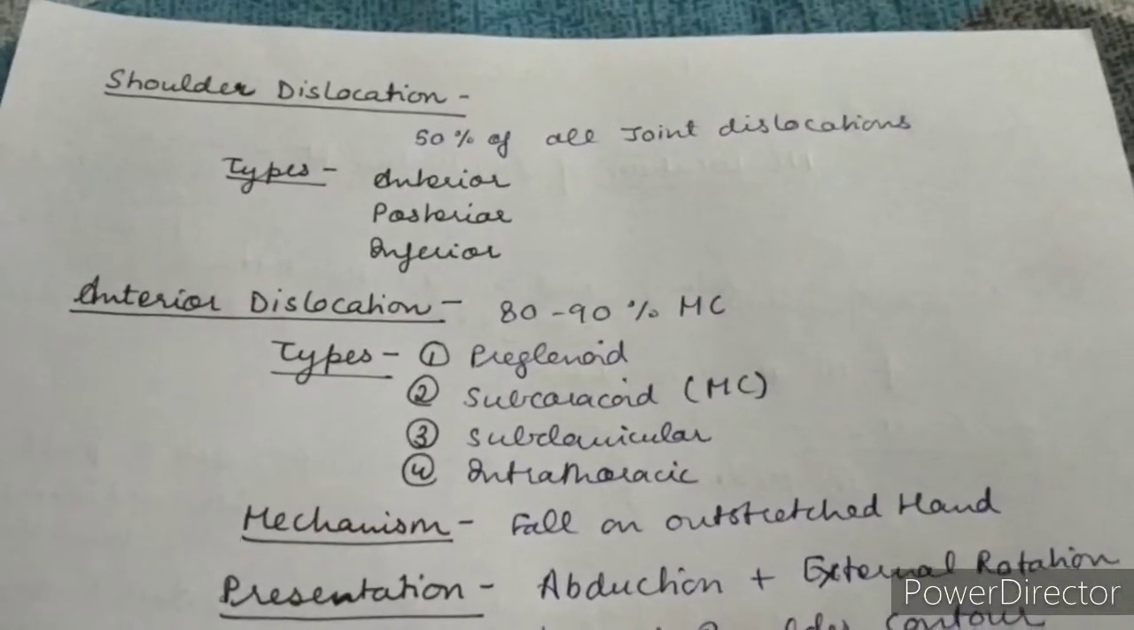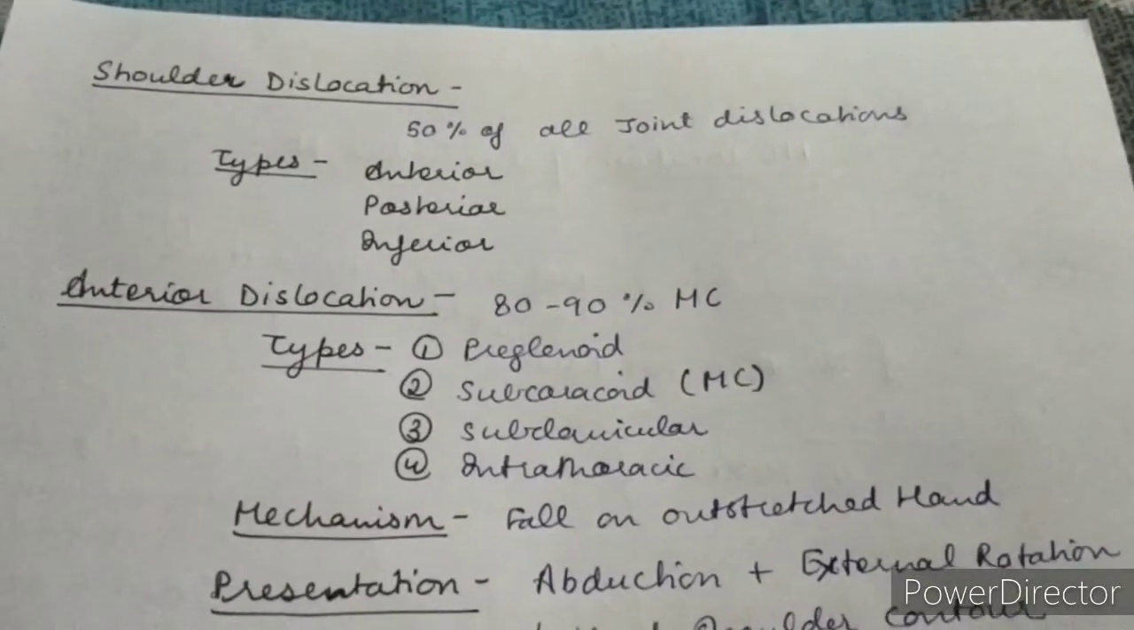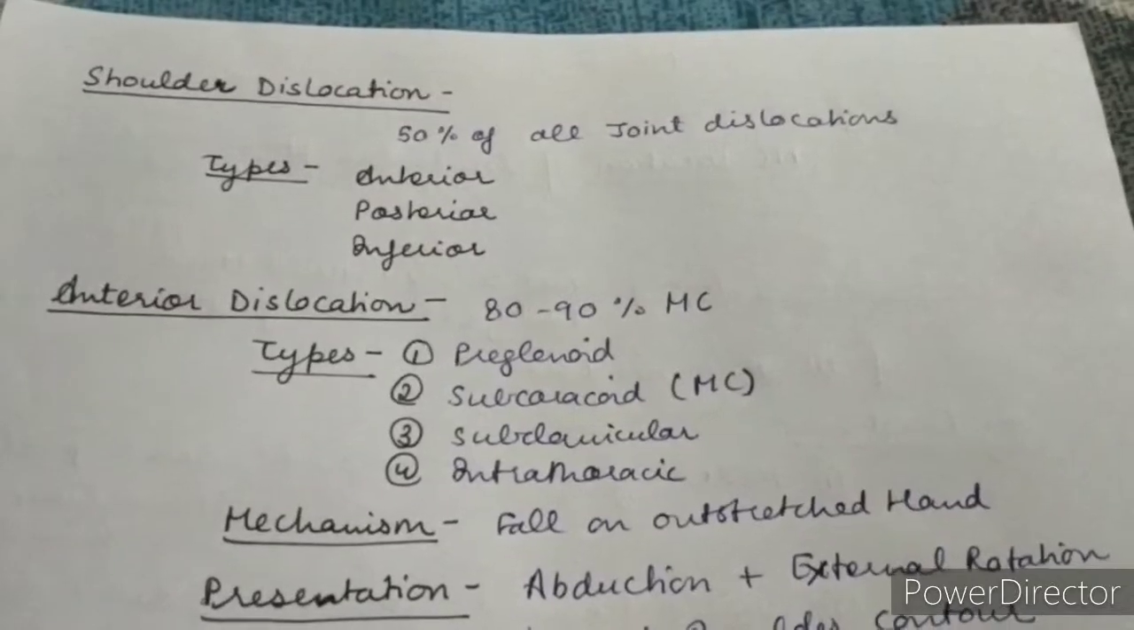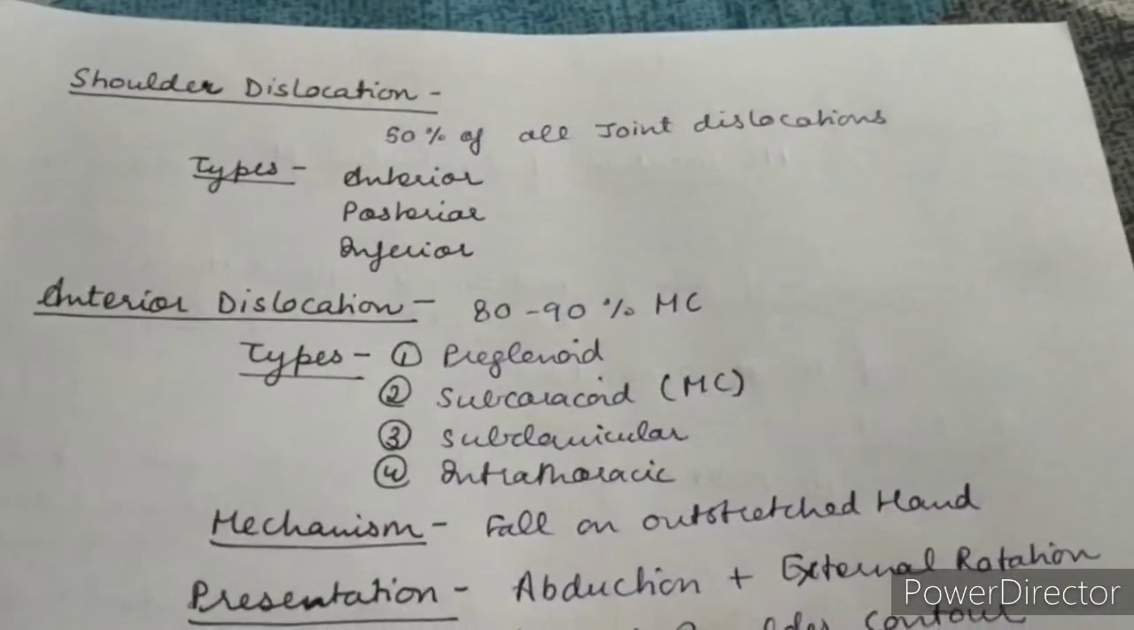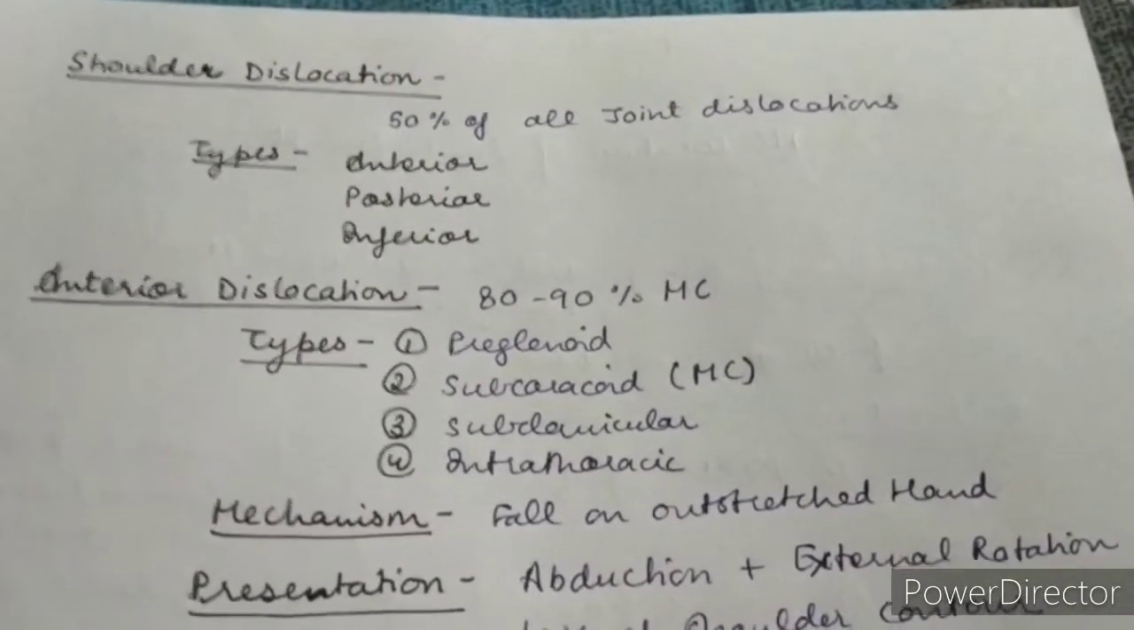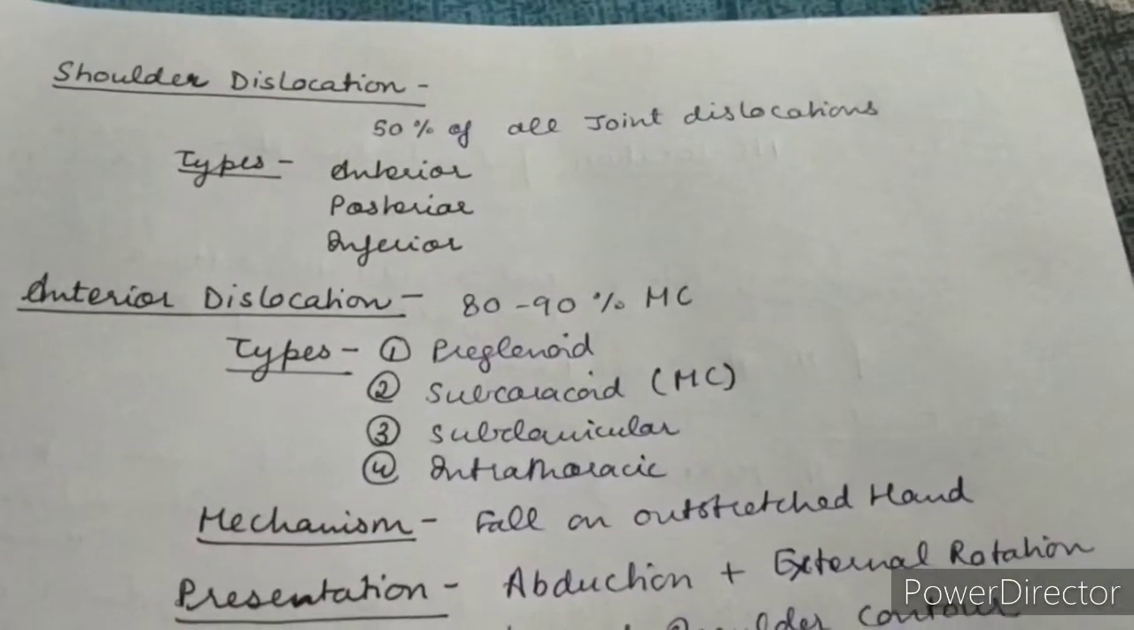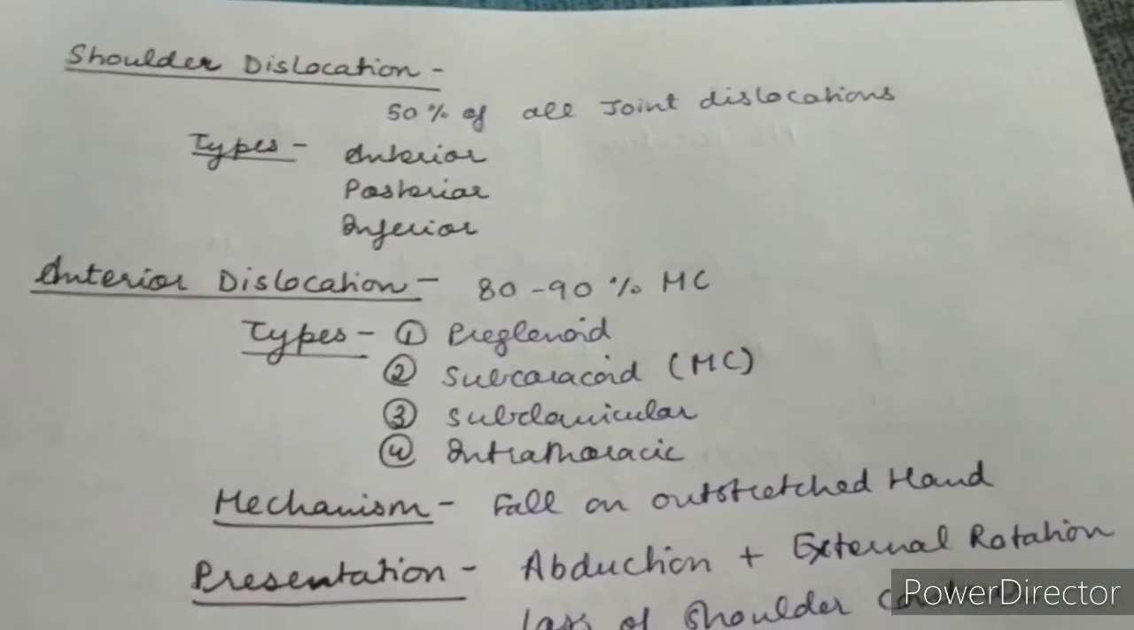So now to begin with the shoulder dislocation, this is the most common joint dislocation seen in the body. 50% of all the cases of joint dislocation are of shoulder dislocation. It is of three types: the anterior shoulder dislocation, posterior and the inferior.